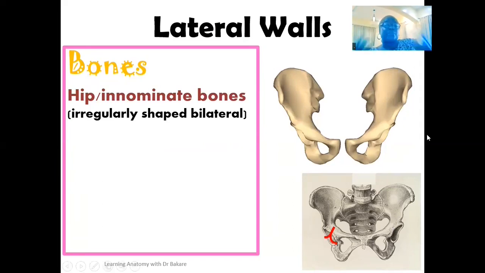So in establishing the bones that contribute to the formation of the lateral wall, we will say it is the hip bone. If you drive more into the hip bone, you see that the hip bone has three structural subregions. We have the ilium.